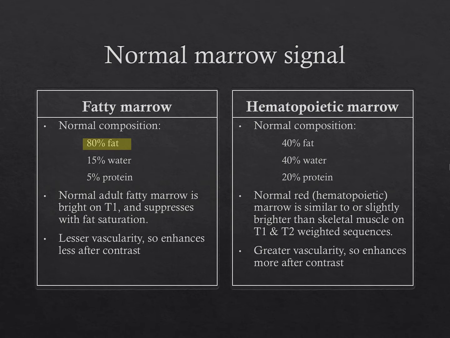It also has less vascularity and does not enhance much following contrast. Normal hematopoietic marrow has less fat, approximately 40%. Because of its higher water content, it is therefore darker on T1 and higher in signal on T2. A good internal reference is the skeletal muscle. Hematopoietic marrow should be similar to or slightly greater in signal to the skeletal muscle on T1 weighted sequences. It will also be slightly greater than skeletal muscle on T2 weighted sequences, but should not be dramatically greater in signal. It also has more vascularity and enhances more after contrast.